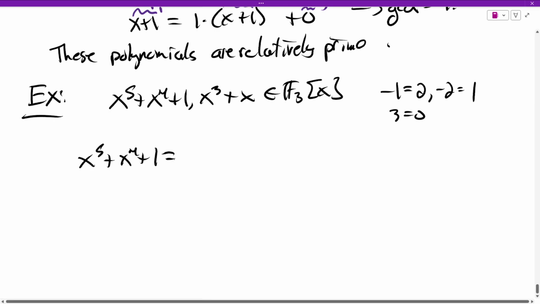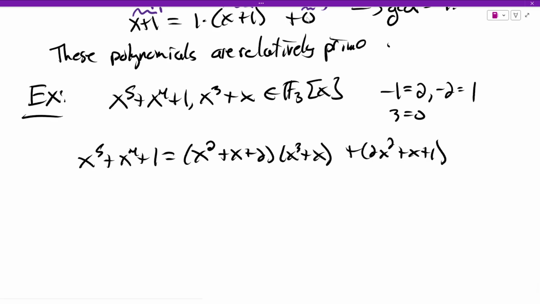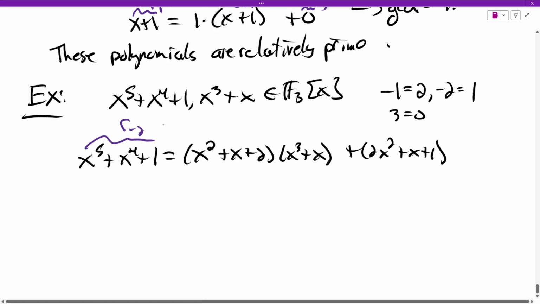And when we divide x cubed plus x into this, we're going to get x squared plus x plus 2 times x cubed plus x plus 2x squared plus x plus 1. So that's what we'll get when we do that division. Let me label remainders here. That's r negative 2, r negative 1, r0.